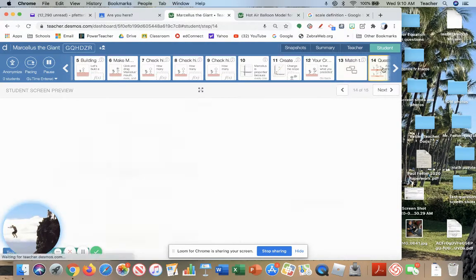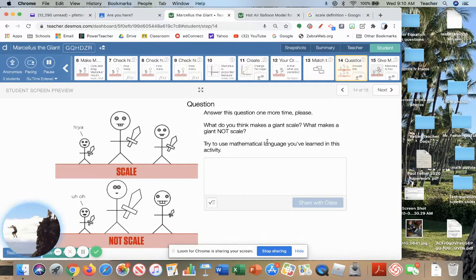And the last screen says, answer the question one more time, please. What do you think makes the giant scale? What makes it not scale? So it's scale if all the measurements are the same multiple. In other words, if you take the same number and multiply it times the original measurement, you get the scale. All right. So do your best on that one.